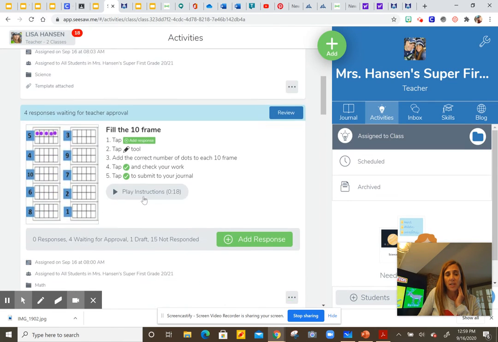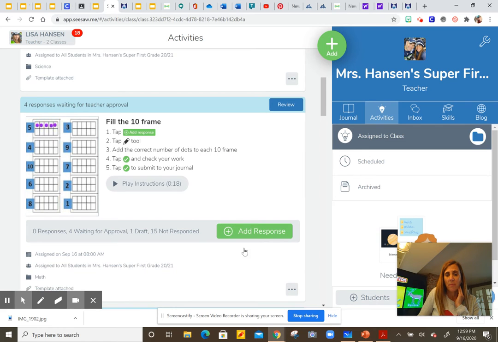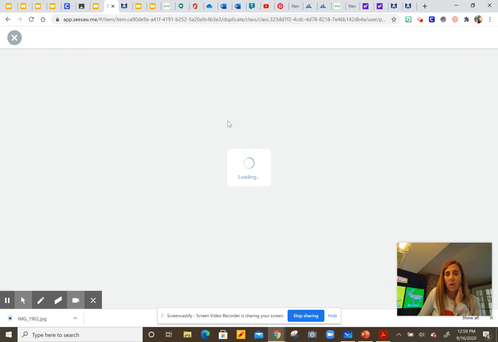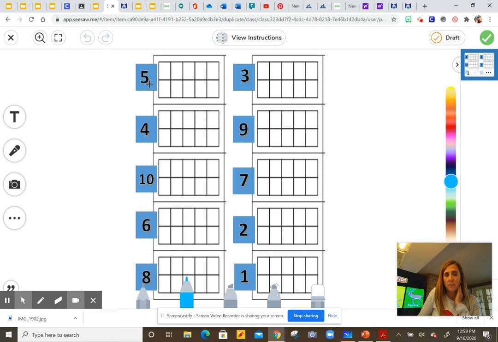Your next one is your fill in the 10 frame. You're going to look at the number right here. If it's a 5, how many dots are you going to fill in? You're going to fill in 5. 1, 2, 3, 4, 5. If it's 4, what are you going to do?